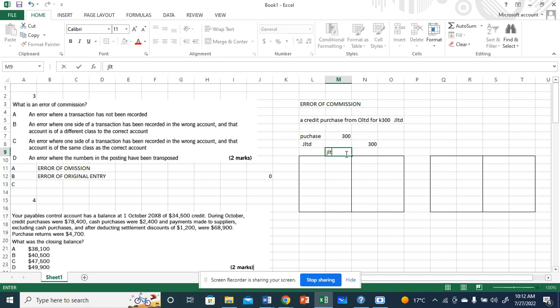To correct this error, J Limited was credited, so what we have to do is debit J Limited again so that we remove this 300 from his account, and we credit O Limited, so that the error is corrected. So our answer here is C. And then D says an error where the numbers in the posting have been transposed, that's an error of transposition. Any questions, queries, clarifications?